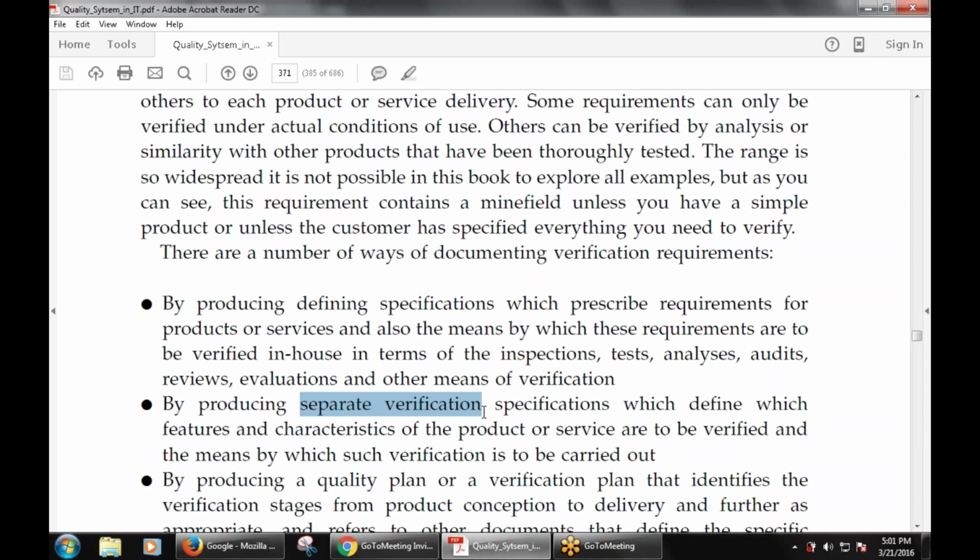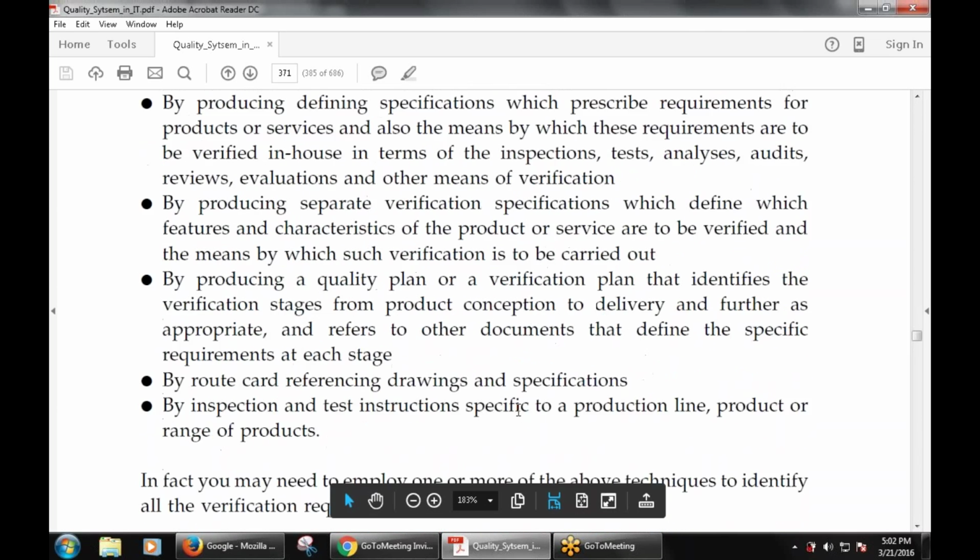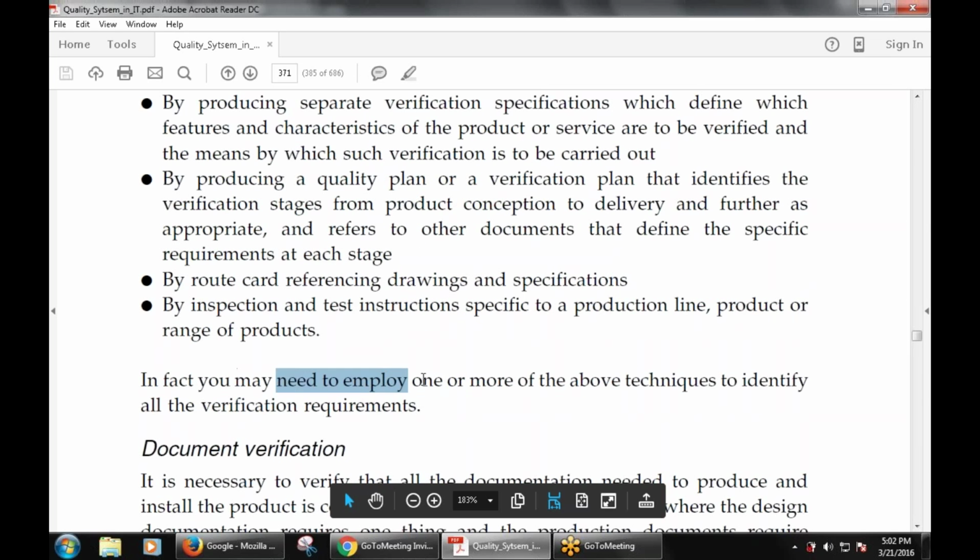And by producing a quality plan or a verification plan that identifies the verification stages by which the inspection will be carried out, by route cards, configuration drawings and the specification, by inspection and test instructions that are specific to a production line, product, or range of products. In fact, you may need to employ one or more of the above techniques to identify all the verification requirements.